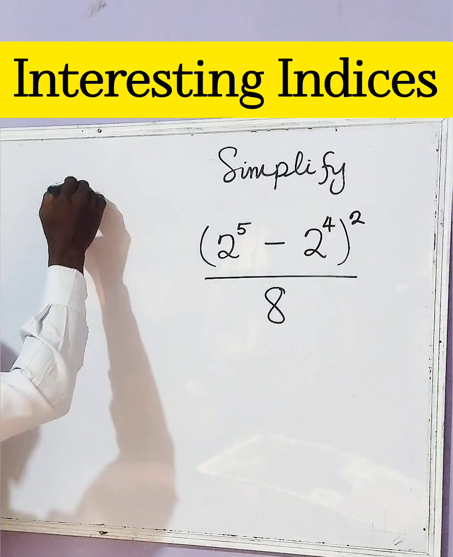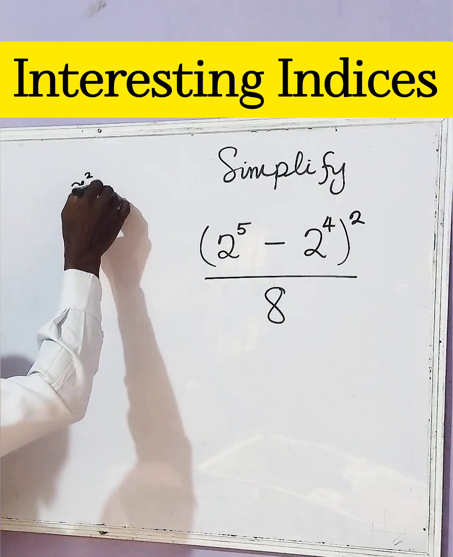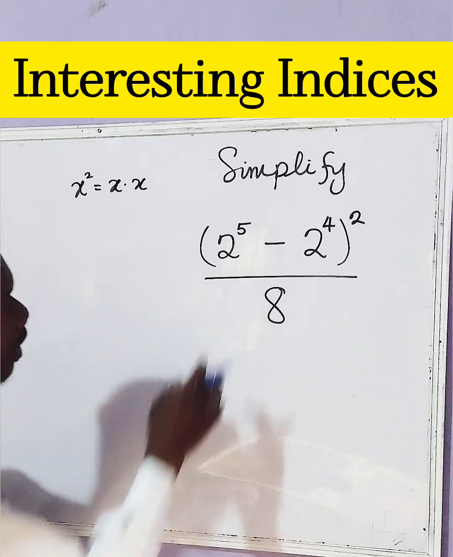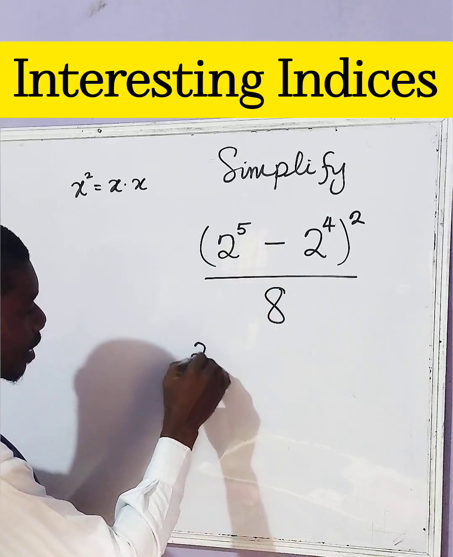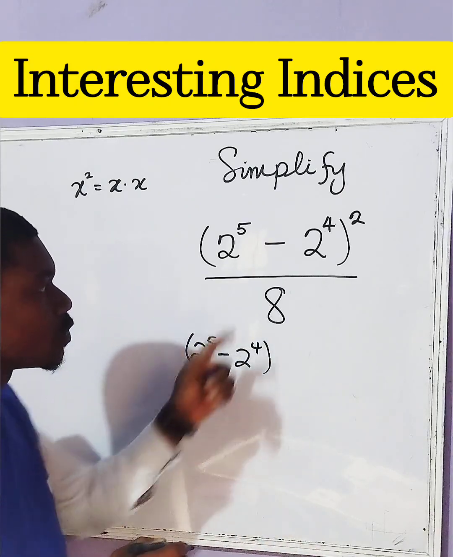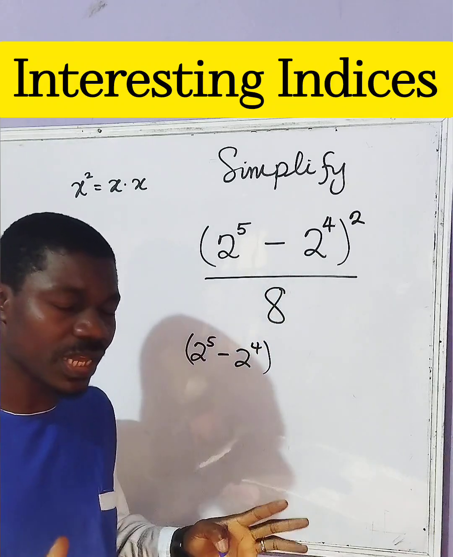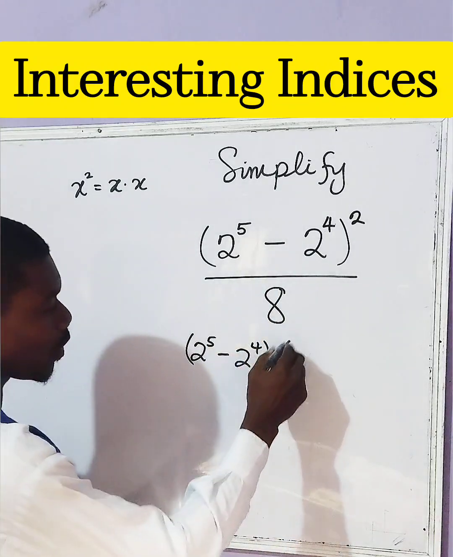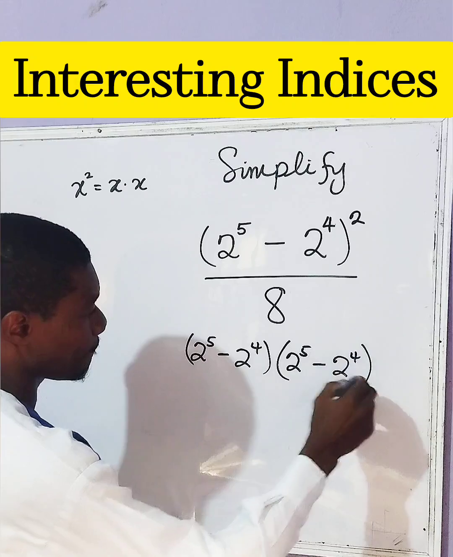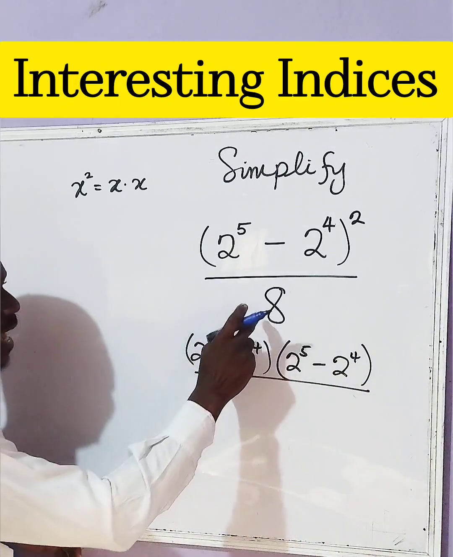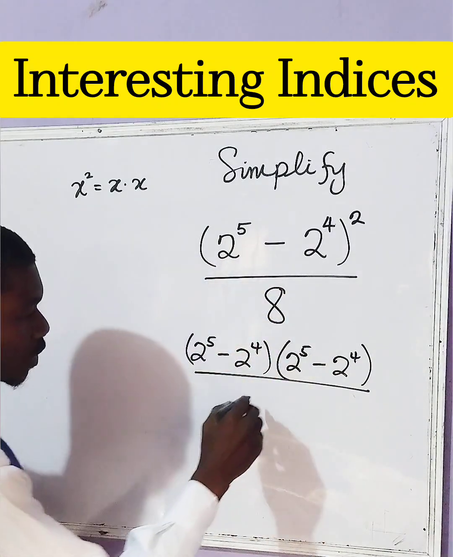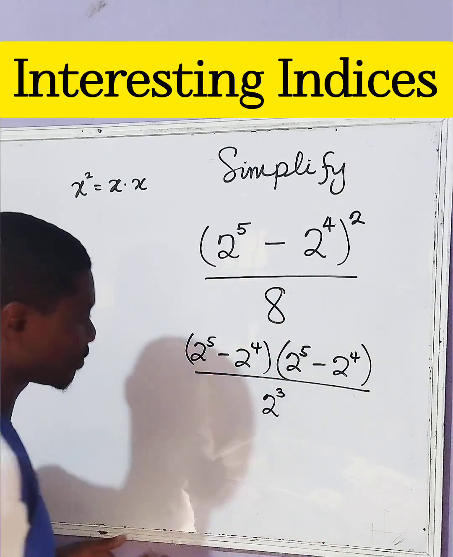So if we say x raised to 2, it implies x times x, right? Okay, so let's do that here. And why I'm doing this is because I want to resolve it just using the exponent rule. So we have 2 raised to 5 minus 2 raised to 4, then all over 8. Now 8 can be reduced to a base of 2, since you have a base of 2 here and we have a base of 2 here. So here you have 2 raised to 3.